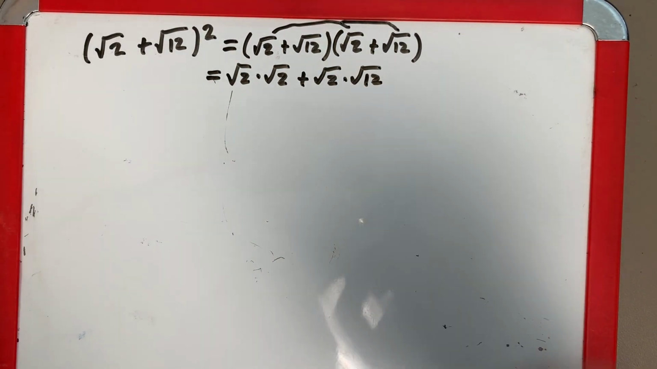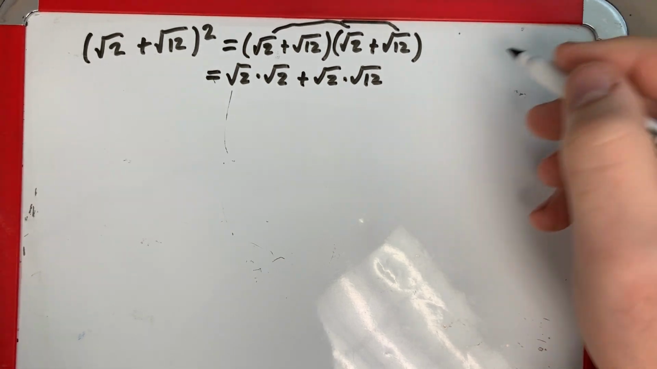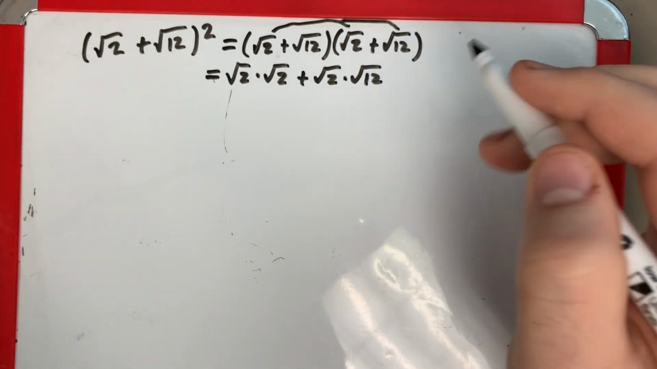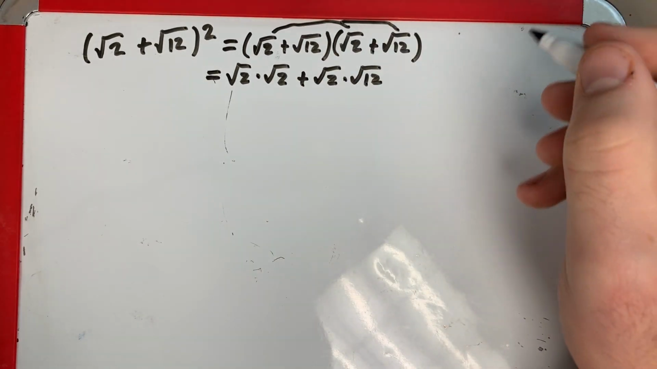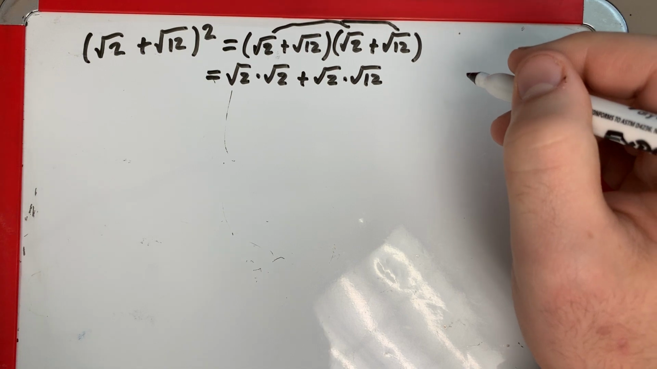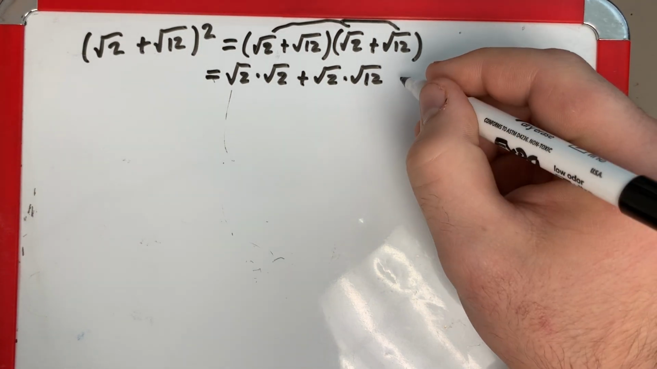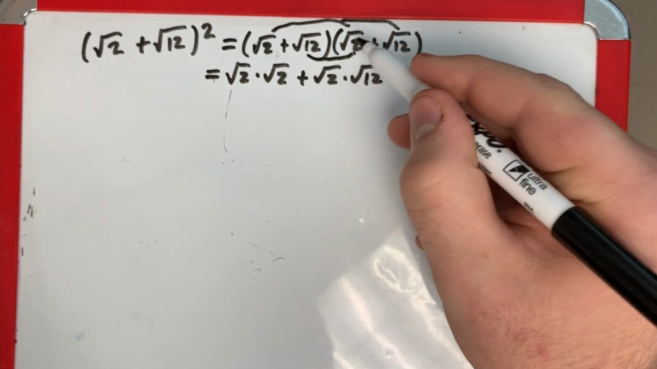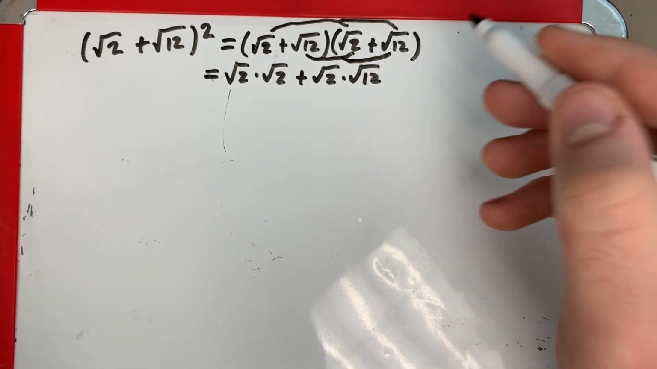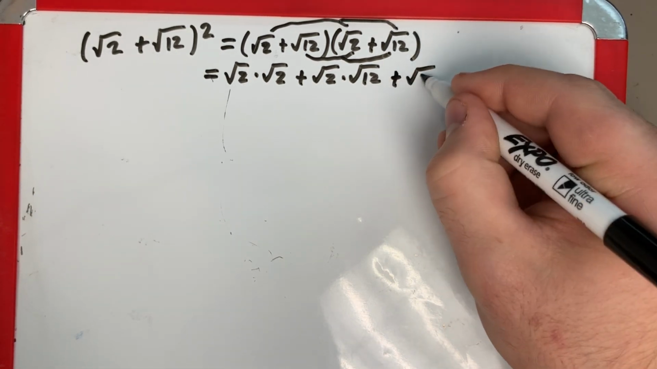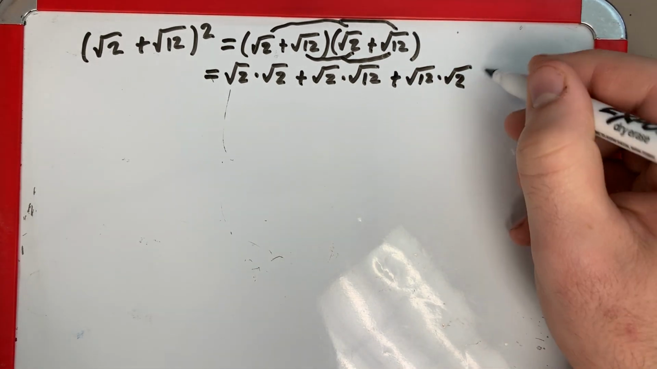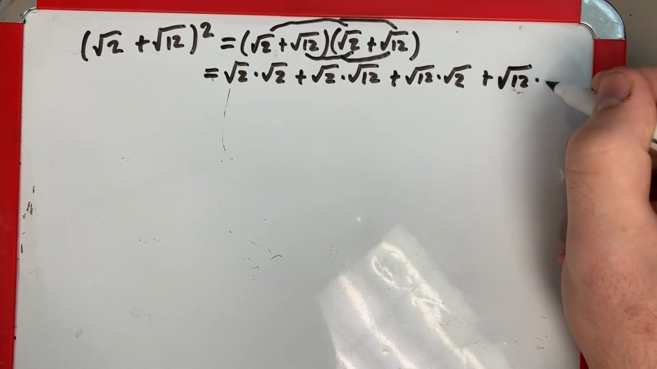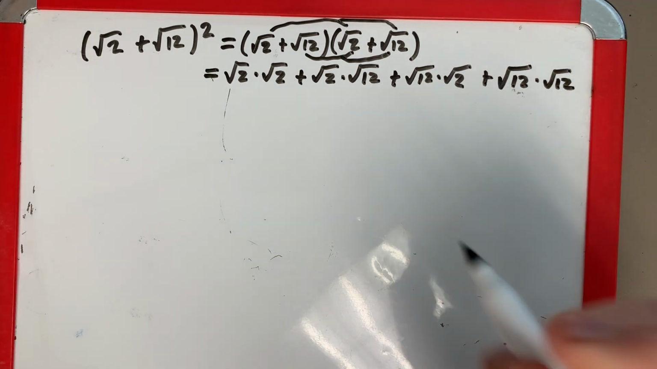If you want, you can combine in this step if you can see ahead, but I recommend doing it just this way, leaving it without simplification while you're foiling, just so you can keep your work straight. That way you're not combining prematurely and simplifying things that shouldn't be simplified. Just keeps things nice and neat. So you have root 12 times root 2 and root 12 times root 12. So we have root 12 times root 2 plus root 12 times root 12.